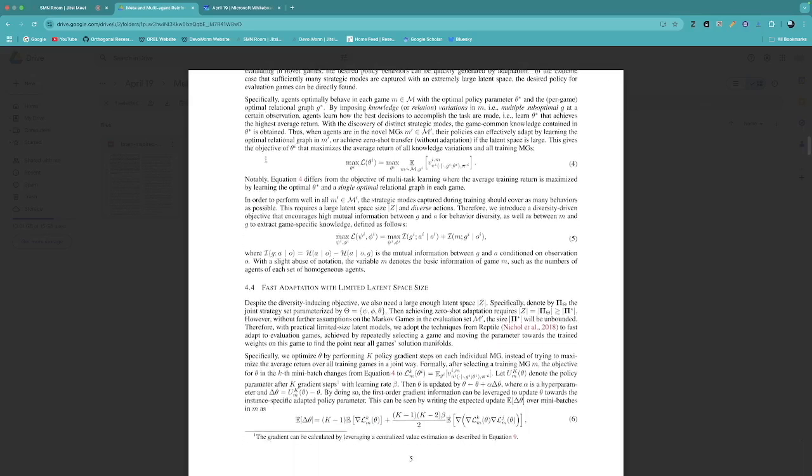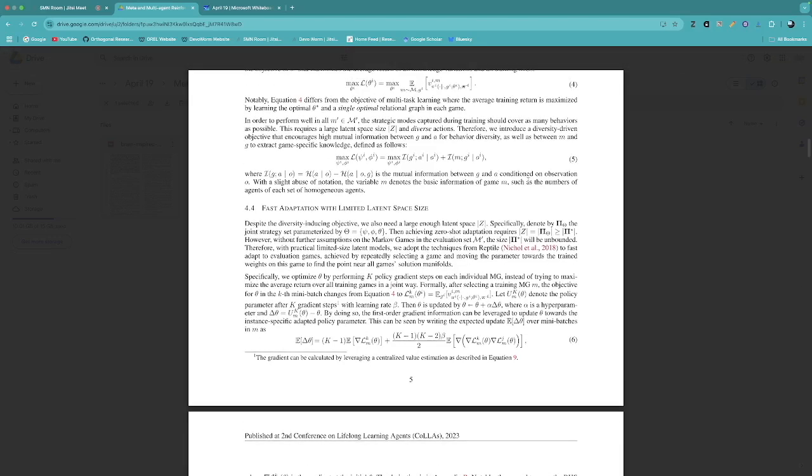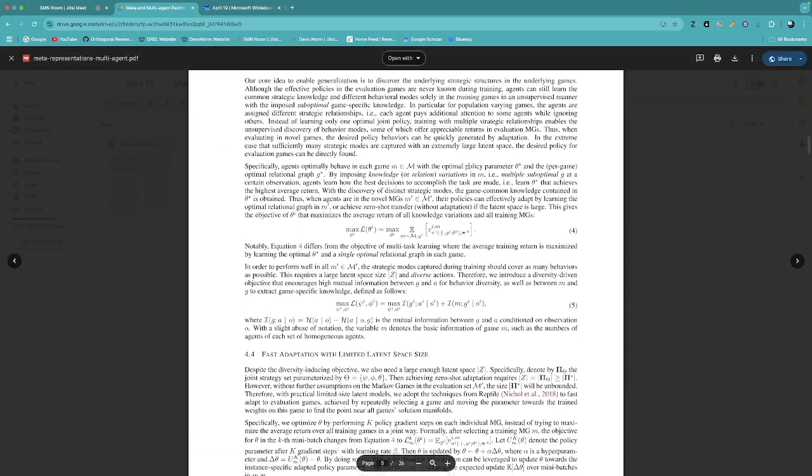So this is where they get into the mathematics of this, the mutual information between G and A conditioned on observation O. The variable M denotes the basic information of game M, such as the numbers of agents with each set of homogeneous agents. So you have this large latent space and diverse actions, and you have this diversity-driven objective that encourages high mutual information between G and A for behavior diversity, as well as between M and G to extract game-specific knowledge.